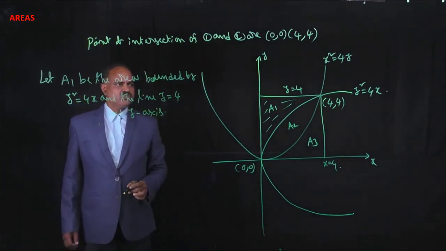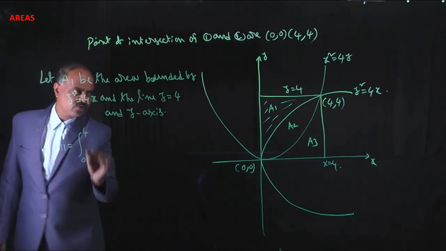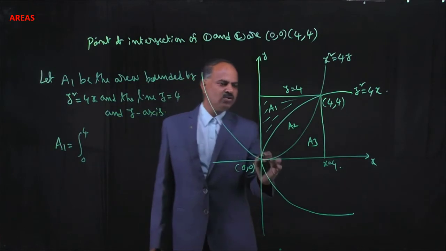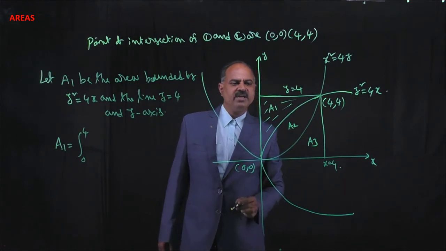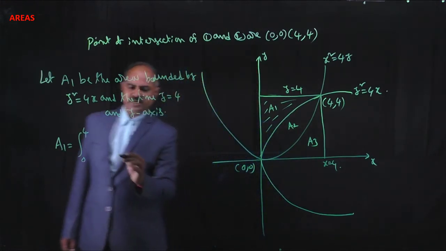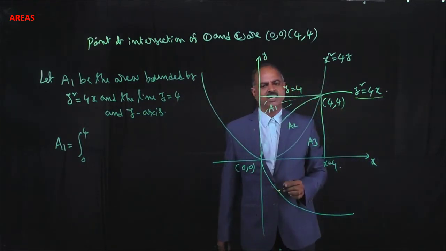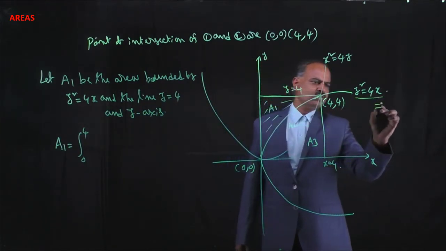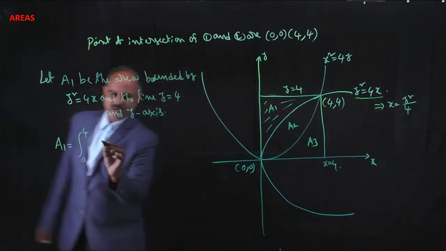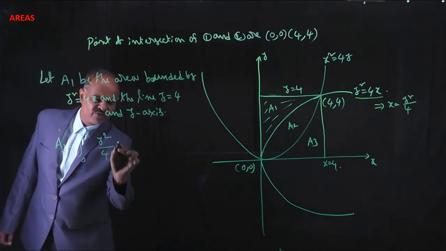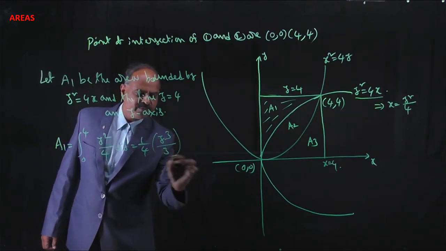So A1 is equal to the integral from 0 to 4. This is the area A1. Here the curve is y square equal to 4x, with the y axis, so we integrate x dy. This implies x equal to y square by 4. So A1 is the integral from 0 to 4 of y square by 4 dy, which is equal to 1 by 4 into y cube by 3, limits 0 to 4.